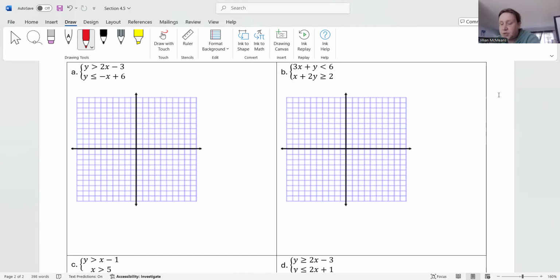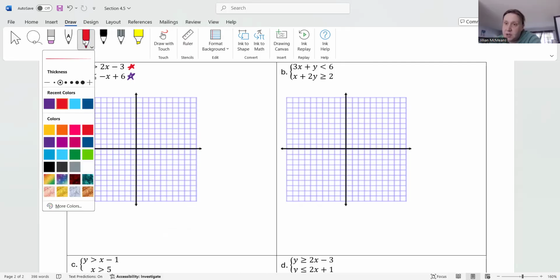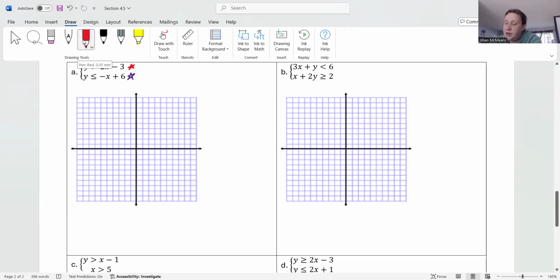So I'm going to do these in two different colors. I think I'm going to do red and purple. I'll do the first inequality in red and then the second inequality in purple. For the first inequality, luckily it's already been solved for y. All I want to do now is figure out what is the slope, what is the y-intercept, and am I going to plot the points with a solid or a dotted line.